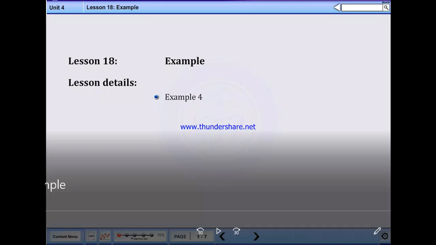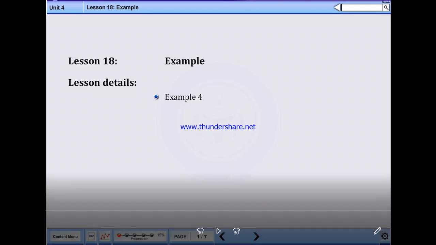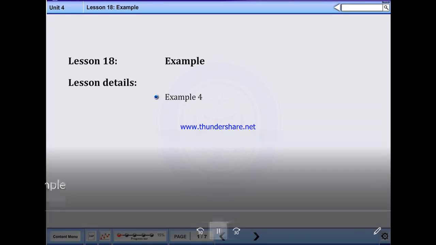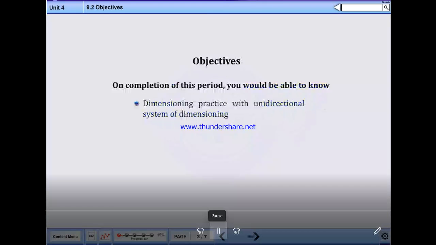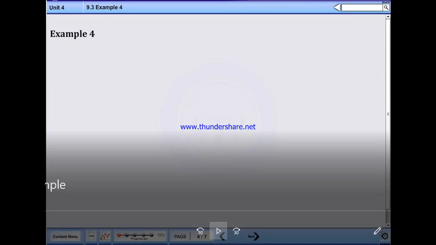Welcome to online engineering drawing lesson. This is the continuation of the practice of examples. Now let us see some more examples.